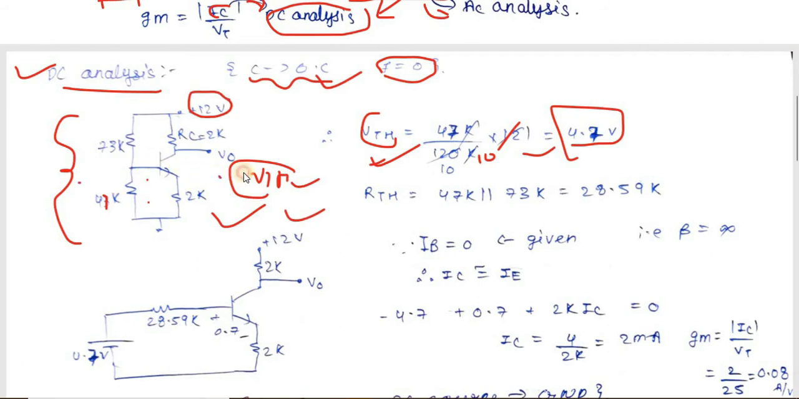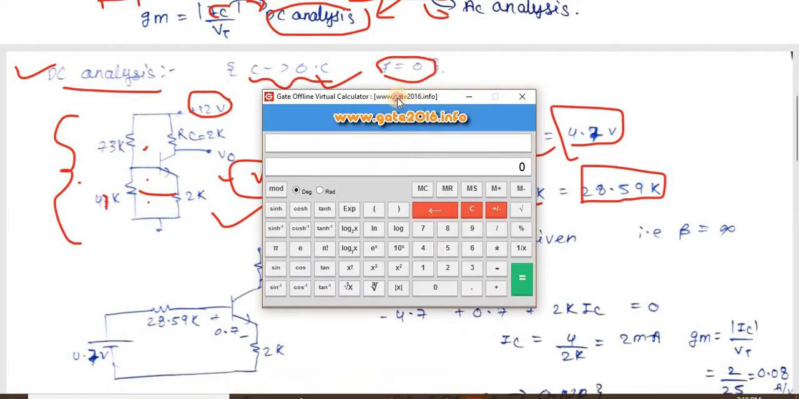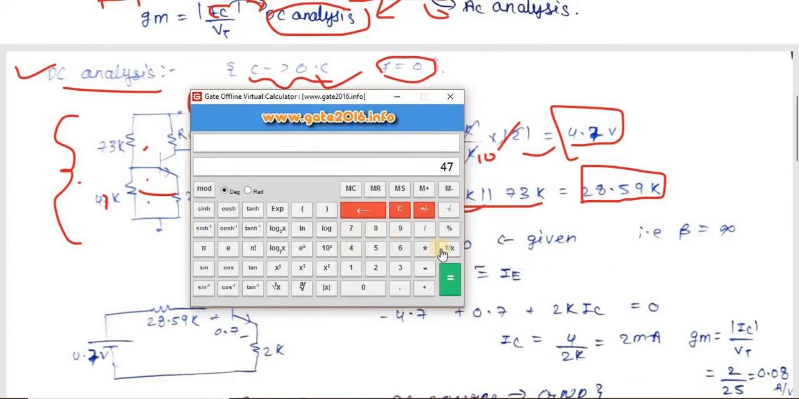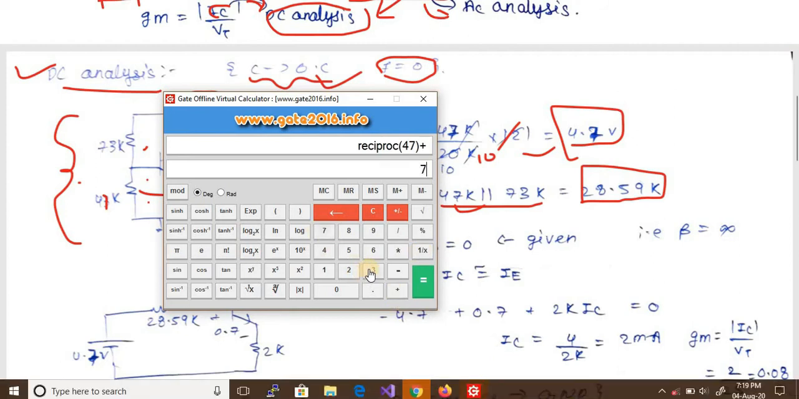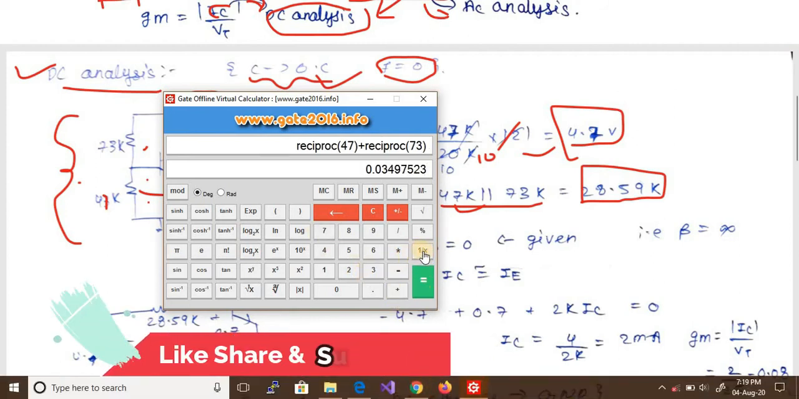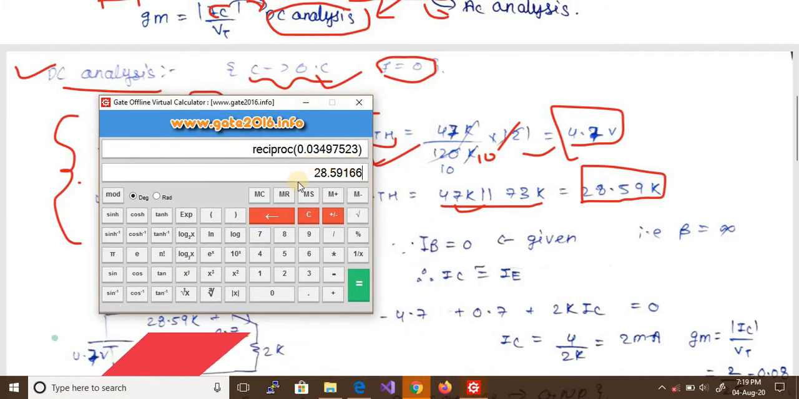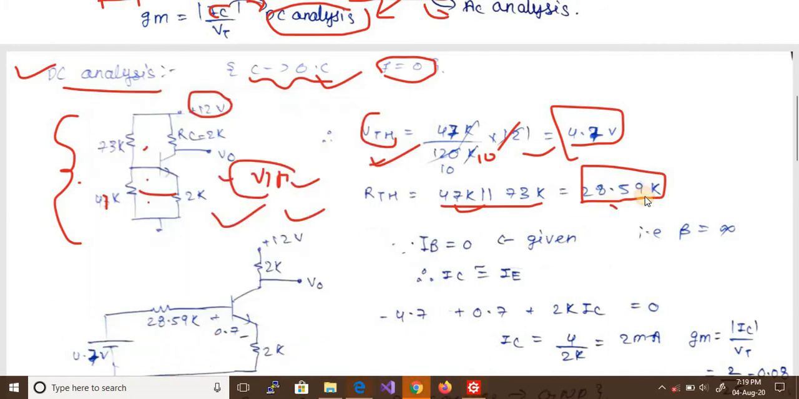Now RTH will be simply 73k parallel with 47k. If you calculate it, it will be 28.59k. For calculation of this 47k parallel with 73k, you are going to use the calculator. I know you must know the trick for this parallel resistance calculation: take 47, take its inverse, plus 73, take its inverse, equals, and take the inverse of it. So you will get this as your equivalent resistance, 28.59k. Always use this trick for calculation of RTH.